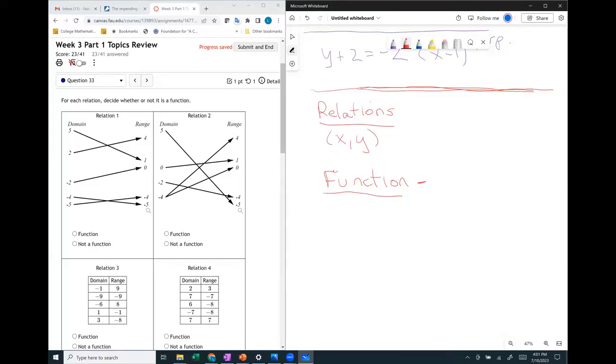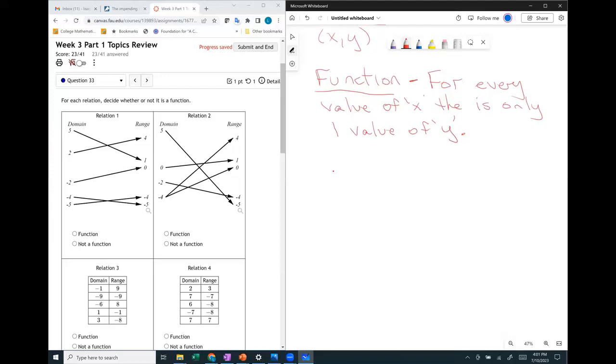What the function is for every value of x, there is only one value of y. How can I explain that better? Well, I'm going to give you a couple different scenarios. And we'll get to this in a minute.